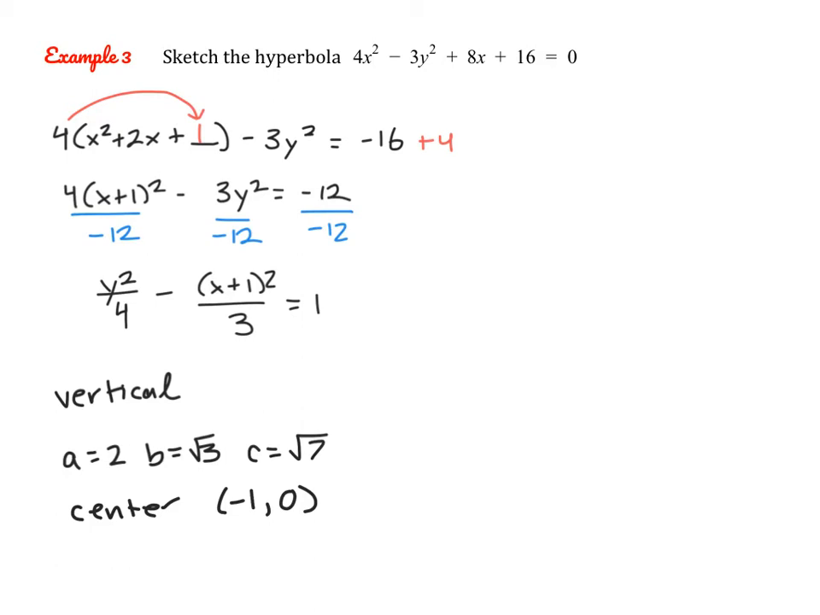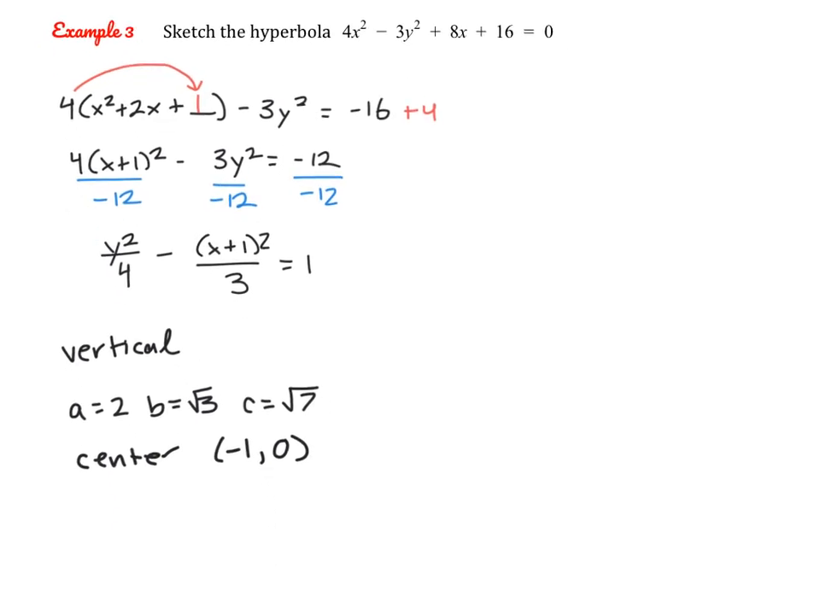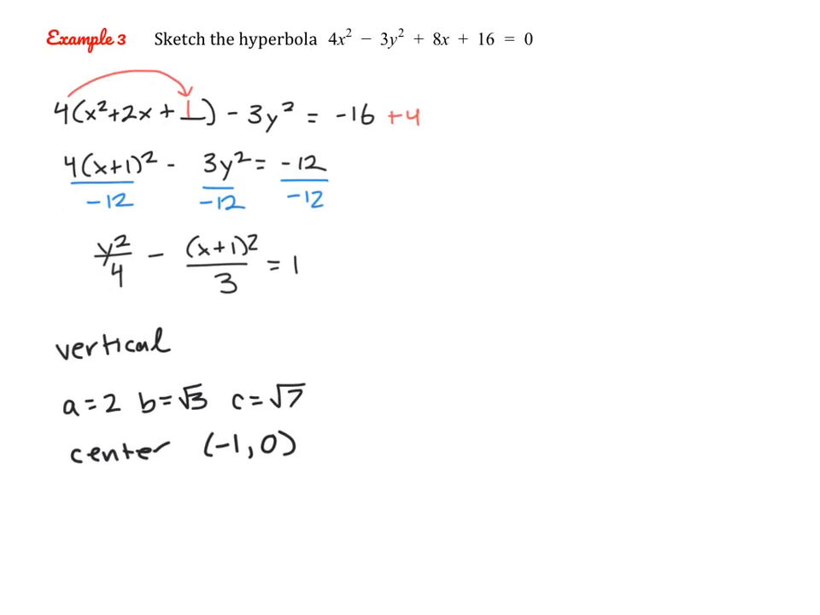So for this graph, for the asymptotes, there's two different ways we can do it. We can graph it and then look at our graph to make the equations, or we can try making the equations beforehand. So if we do that, I do want to point out that this time our a value is going to be vertical. So if we want to find the slope of our asymptote, it's going to be plus or minus a over b, which is going to be plus or minus 2 over root 3.